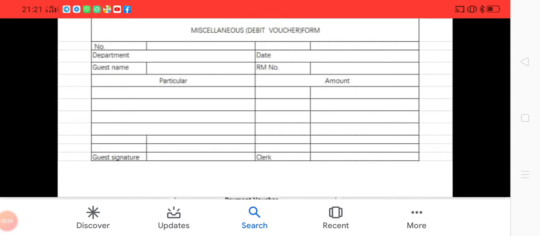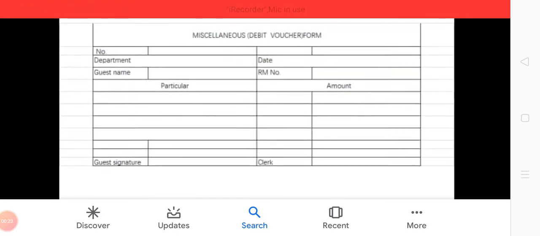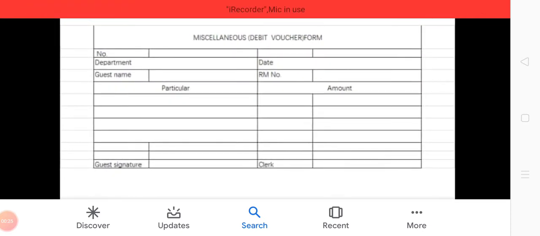It is also called the debit voucher. Let us discuss what a miscellaneous voucher or miscellaneous form is. The miscellaneous voucher can be used to authorize payment for non-inventory goods or services. It means that for the goods and services that are not there in the inventory register, for the payment which we make for that, we use the miscellaneous voucher.